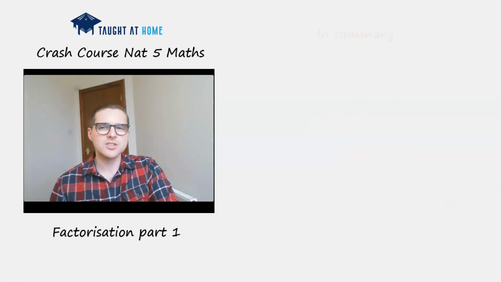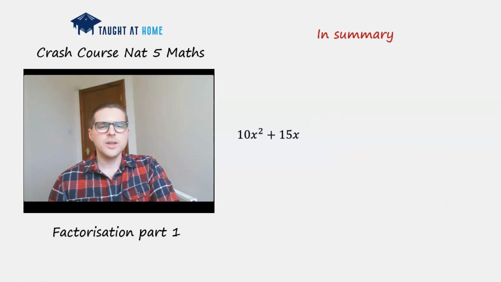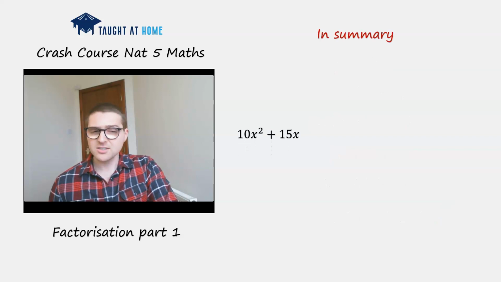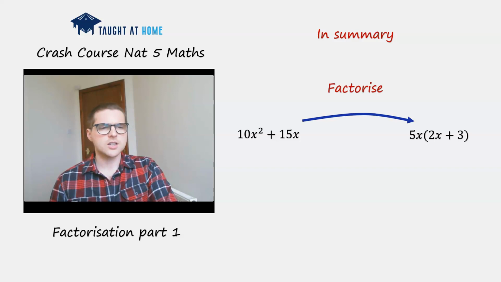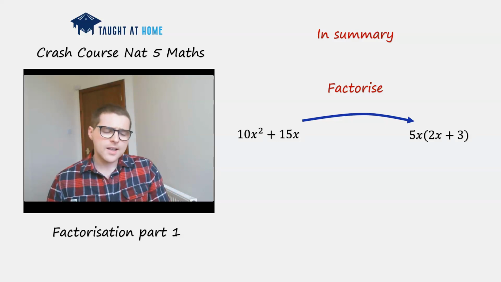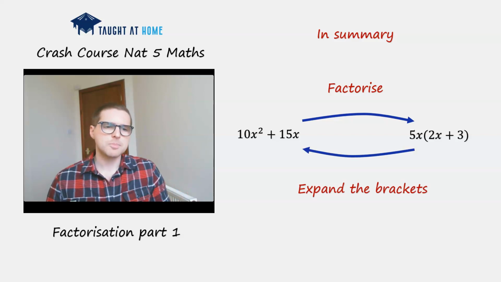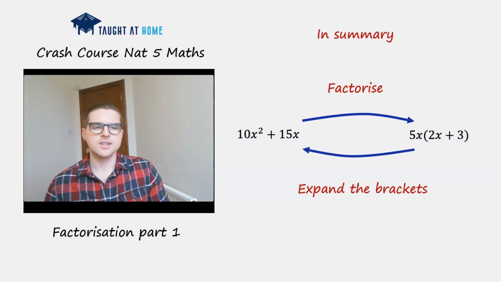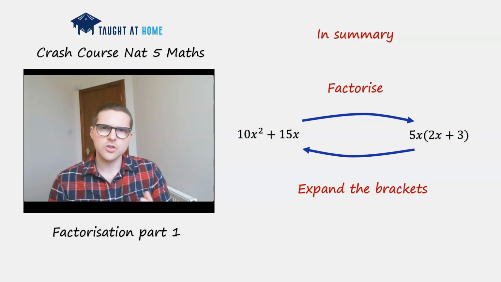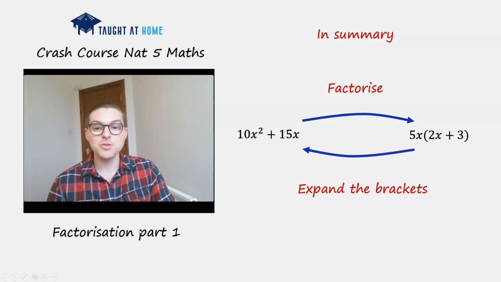Okay, and so just in summary there, when we take an expression like 10x squared plus 15x and we want to factorise it, we're going to find the highest common factor among the terms, and we're going to put that outside the brackets and whatever's left inside the brackets. And this is like the reverse process of expanding the brackets. And expanding the brackets reverses the factorisation. So they're kind of like inverses of each other. Okay, so move on to the next one.